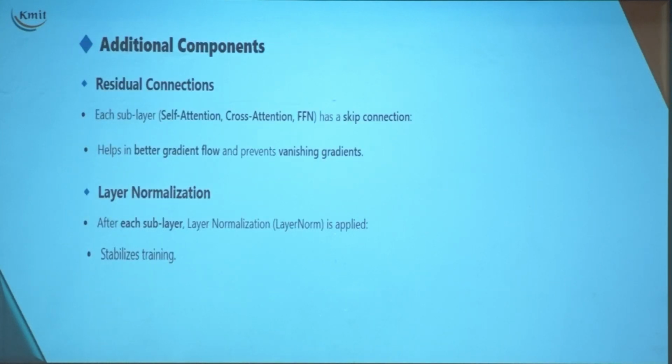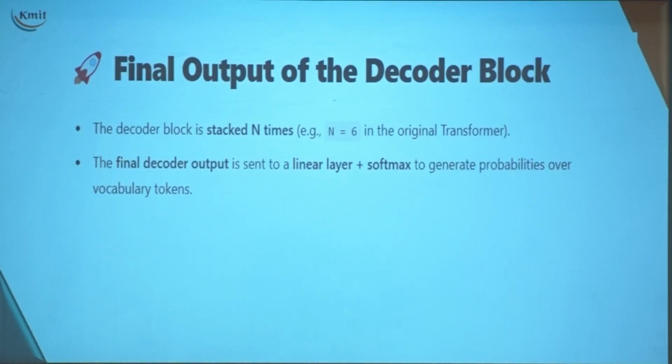So what are the additional components here? After each sublayer I have a skip connection, that is a residual connection, which helps with better gradient flow and avoids vanishing gradient. Layer normalization is applied after each sublayer so that it stabilizes my training. So what would be the final output of the decoder block? The decoder stacked n times.